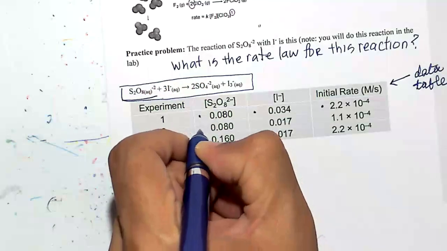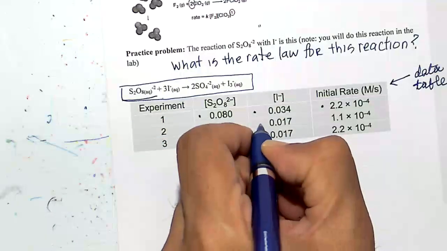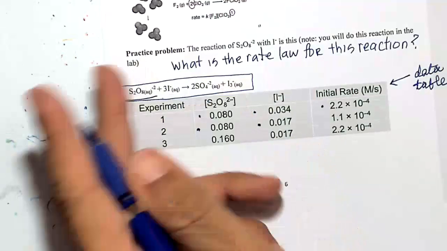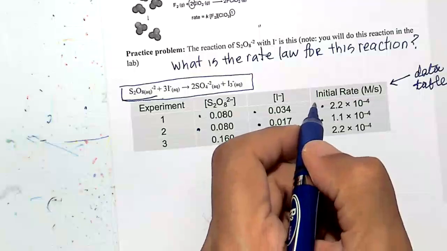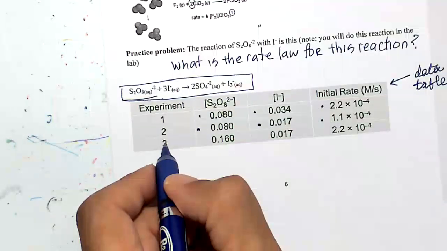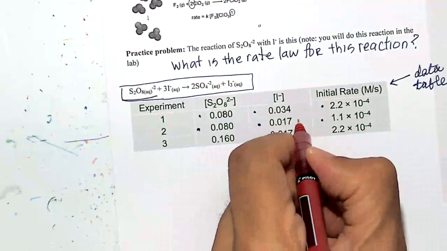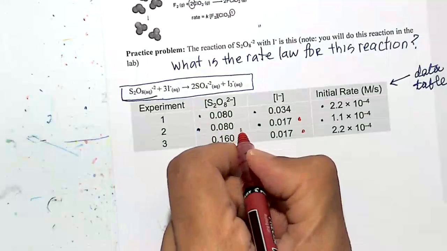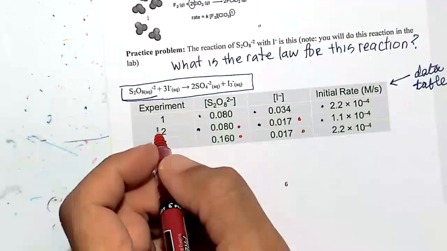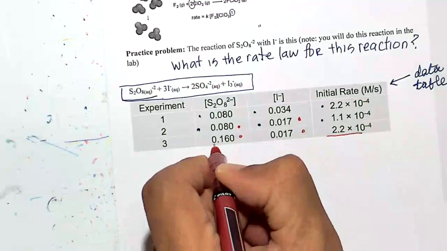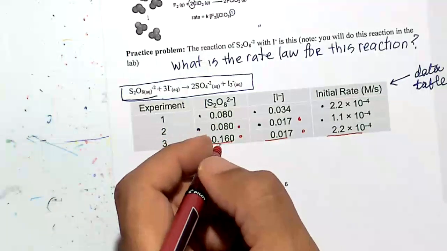Right, let's look at experiment 2. They kept this reactant constant. What did they do to this one? They changed it. And this is the resultant speed of this reaction. Let's look at experiment 3. What did they do in experiment 3? These two stayed the same, but what did they change? Okay, the S2O8 minus 2. And when they did that, this was the reaction speed they got. All right, so we're going to find the rate law for this reaction.